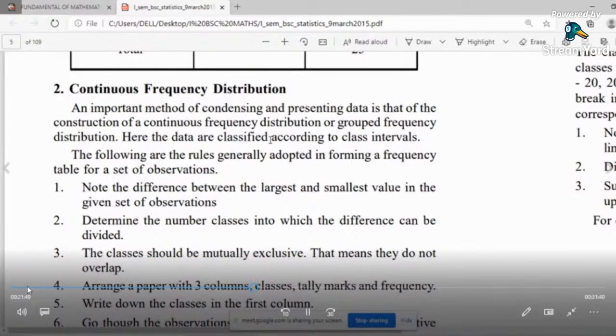Okay, these are the things you write in your notes. An important method of condensing and presenting the data is the construction of a continuous frequency distribution or grouped frequency distribution. Here the data are classified according to class intervals.